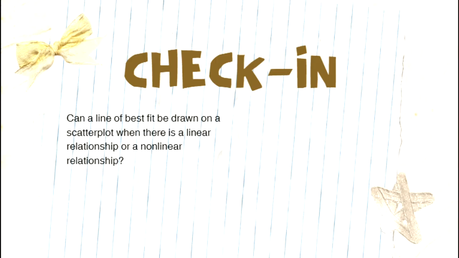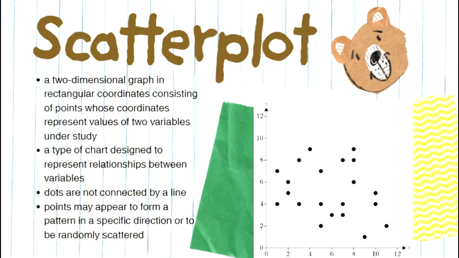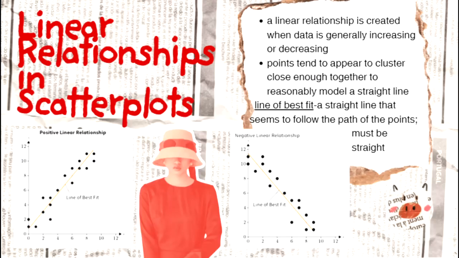Here's a check-in. Can a line of best fit be drawn on a scatter plot when there is a linear relationship or a non-linear relationship? So which one can have a line of best fit? It's a linear relationship only. When you have something that's super scattered like this, we can't really draw a line through it, okay? It needs to be much closer together to have a line of best fit.